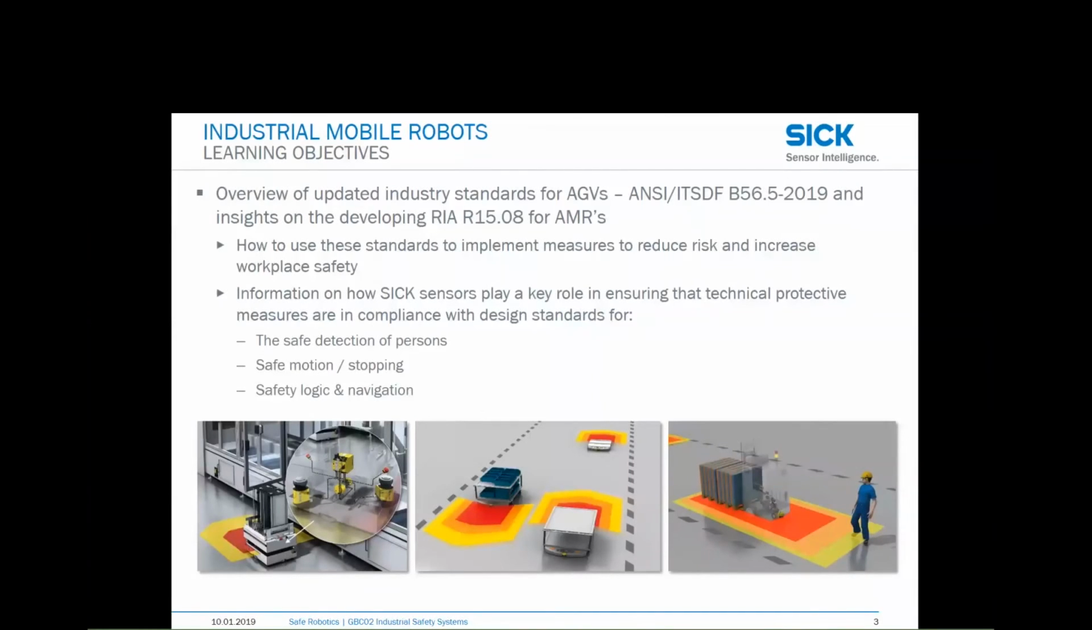We'll review some of this background and a couple different standards, the revised version of the ITSDF B56.5 standard for AGVs, and a developing standard for autonomous mobile robots and the RIA R1508. The presentation should take about 45, 50 minutes, and we'll leave some time at the end for questions. And as Lisa mentioned, you can type those questions into the Q&A as it progresses, and then we will cover those at the end.